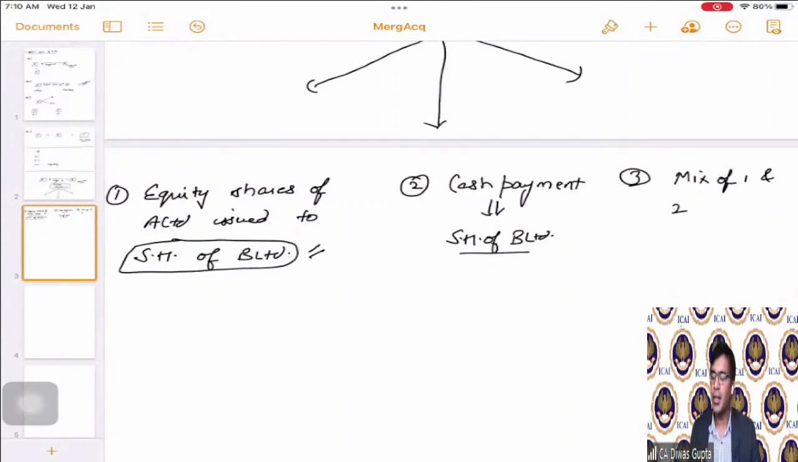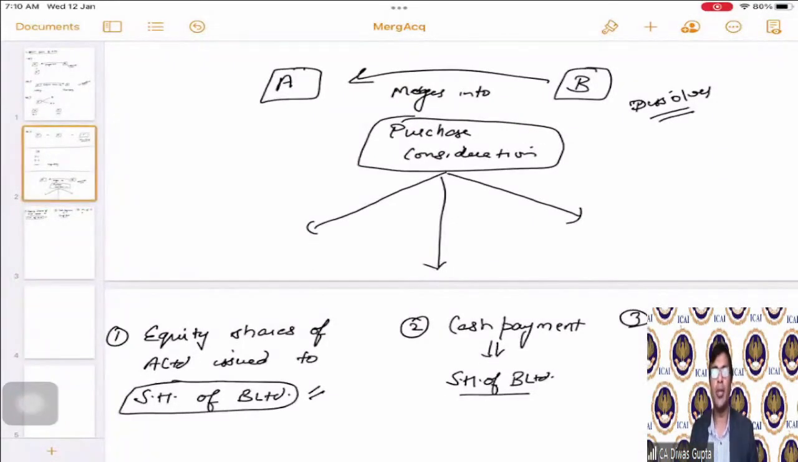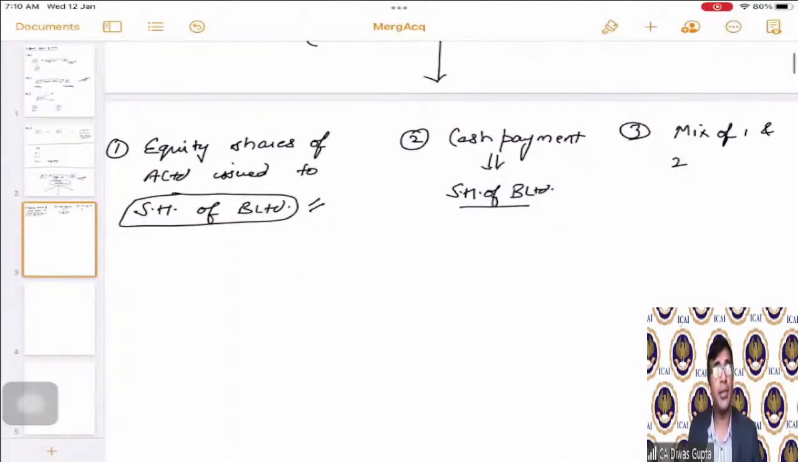Okay, students. I hope the situation is very much clear that we are talking about a situation where B Limited is getting merged into A Limited, B Limited is getting dissolved, and now A Limited wants to settle the purchase consideration. And A Limited will settle by issuing the equity shares of itself to the shareholders of B Limited. That's number 1. Number 2, cash payment, and number 3, a mix of 1 and 2.